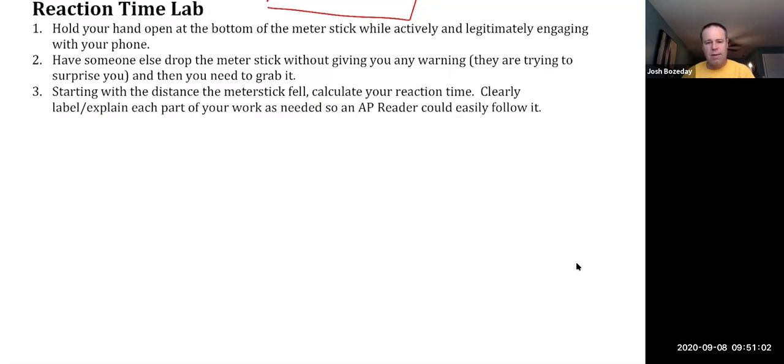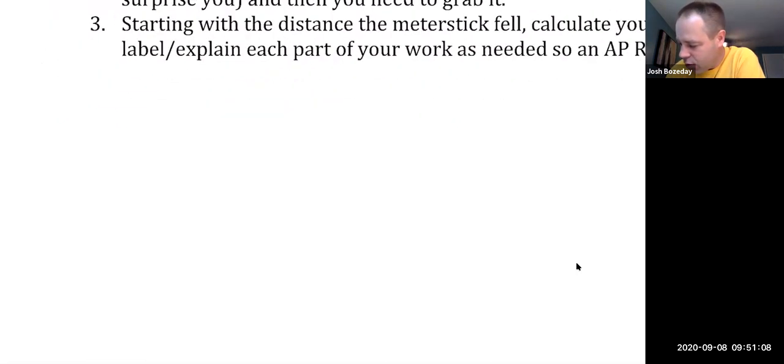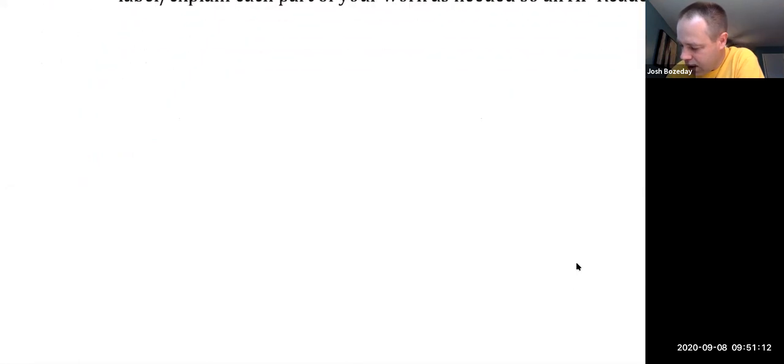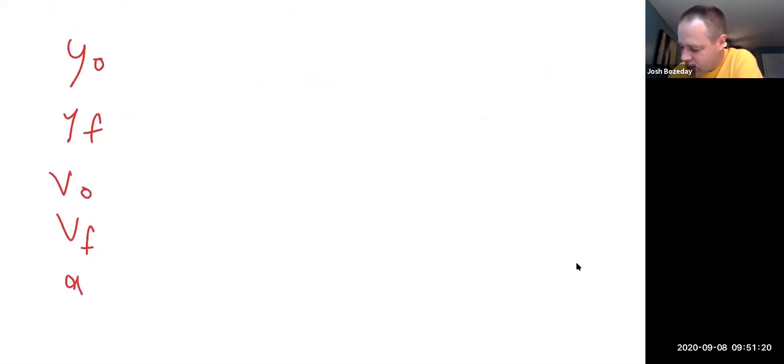So I'm going to list out the variables. So we've got y initial. We got the initial height, the final height. We've got the initial velocity, the final velocity, the acceleration, and the time.